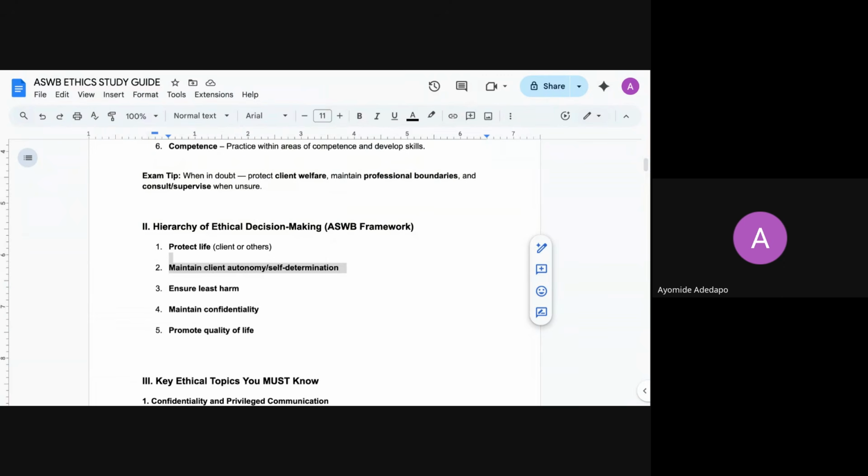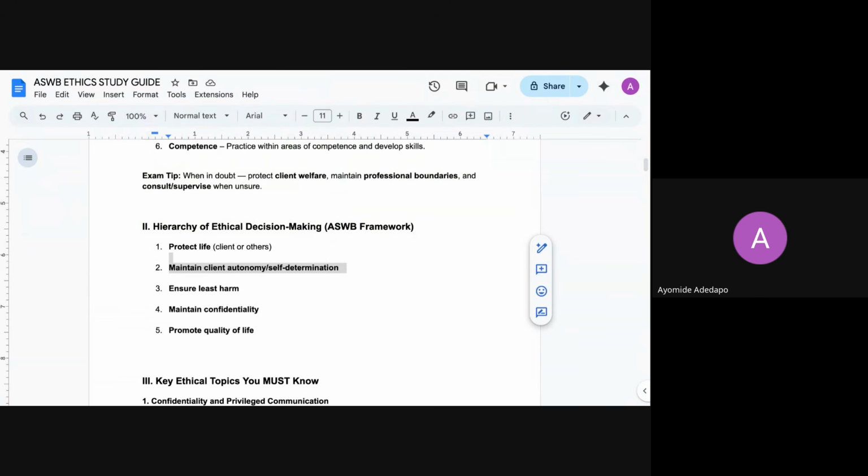When you're answering questions, you want to see what they are trying to test you on. I think if you can think about it like that, it's going to be a lot easier for you to answer the question, right? If they're trying to see if you understand integrity in social work practice, if they're trying to see if you understand competence in social work practice, it's going to be really easy for you to answer the question.